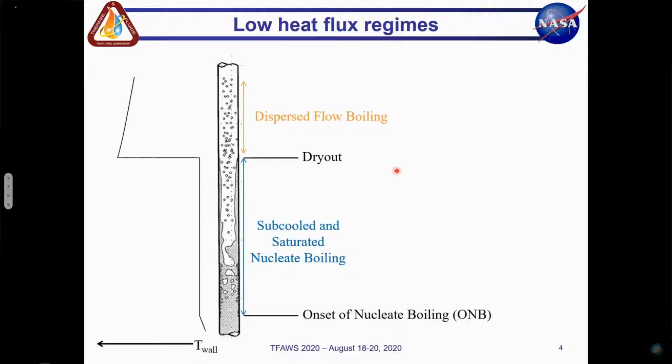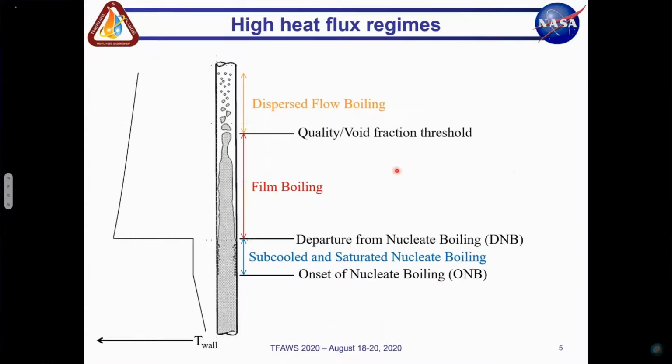So this is all for the low heat flux case. I just wanted to emphasize that the heat transfer in the nucleate boiling regime versus the dispersed flow boiling regime are drastically different. And so it's important to know that these are the two regimes that we can expect to see.